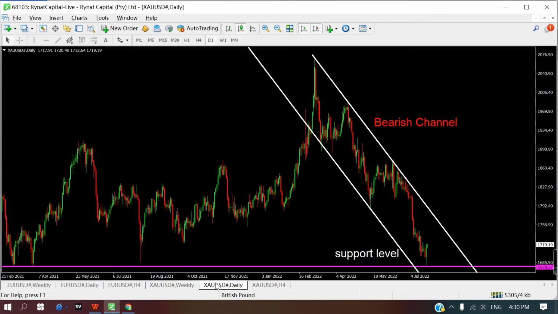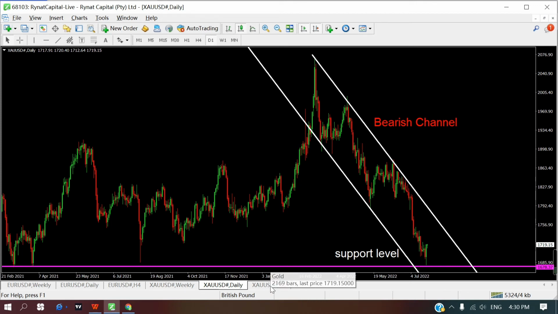Let's go to the daily chart. So we could see this is the daily chart and the price is still moving in the bearish channel and reached a support level, which is the previous low, right? The price was supported from here and began to go up. So in this case, if you want to trade a rebound, it's better to do day trading.